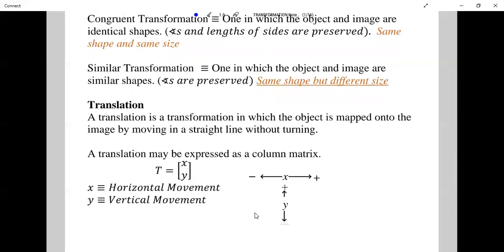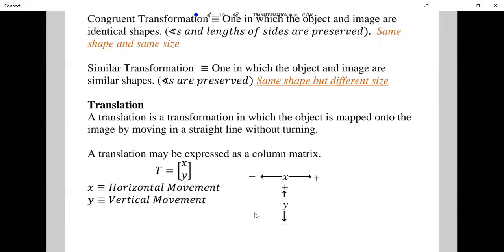So let's talk about translation. Now, a translation is a transformation in which the object is mapped onto the image by moving in a straight line without turning. Now, a translation may be expressed as a column matrix. So the translation T is the column matrix (x, y). X represents horizontal movement and Y represents vertical movement.